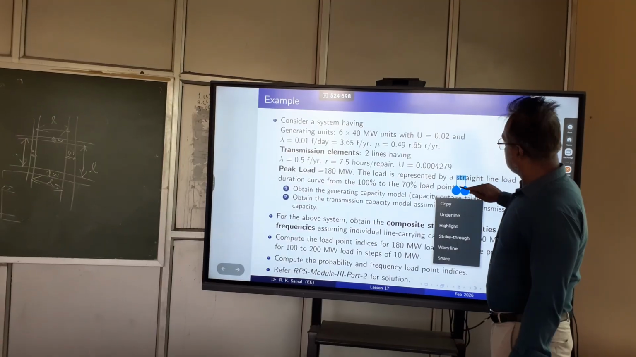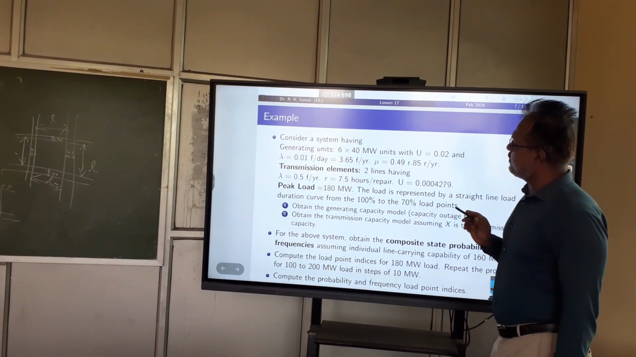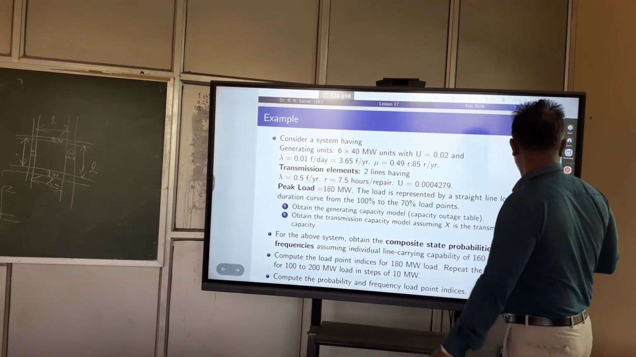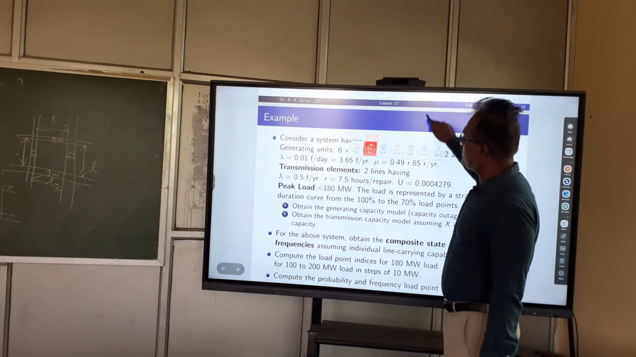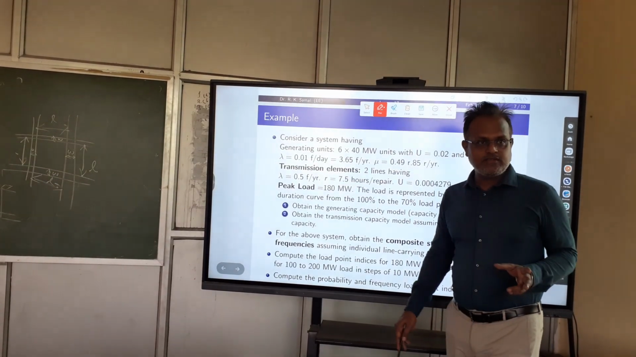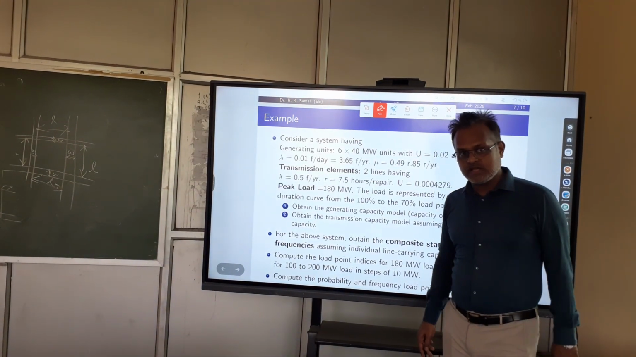Now this is the question. If it comes in the exam, it will be an 8 mark question. Consider a system having 6 into 40 megawatt units. Just write down the salient points of this question. We are discussing a composite generation and transmission system. Both pieces of information should be there in the question.